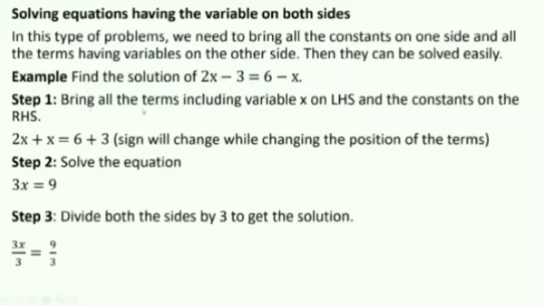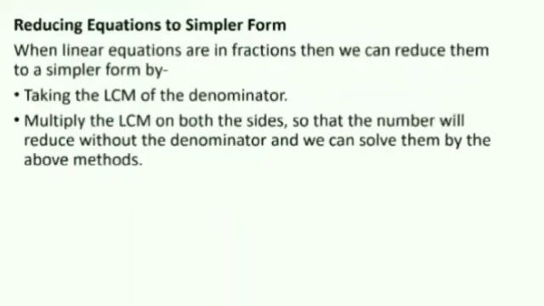So first step is bring all the terms including variable x on left hand side and the constants on the right hand side. Doing so, we'll get 2x plus x is equal to 6 plus 3. Again, we are changing the sign because we are changing the side. Now, solving the equation, we'll get 3x is equal to 9. And in the third step, we'll divide both sides by 3 and we'll get 3x upon 3 is equal to 9 upon 3. Ultimately, our answer is equal to 3. So value of x we are getting is 3.